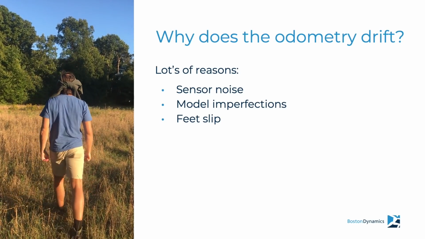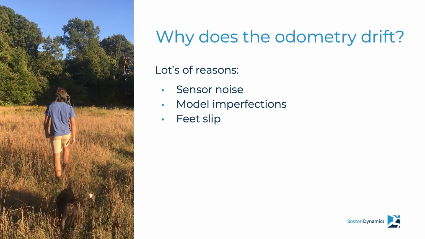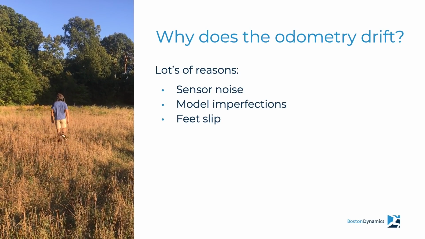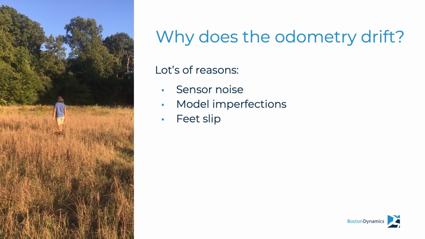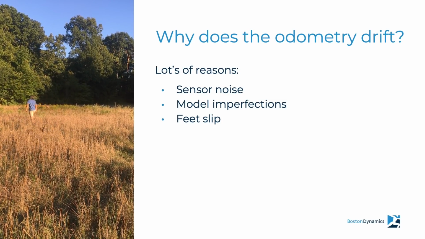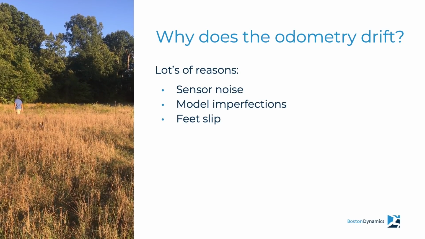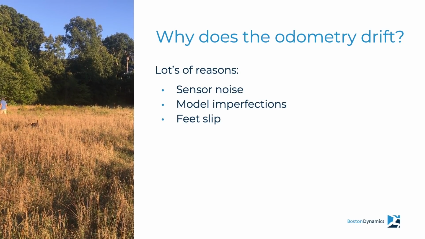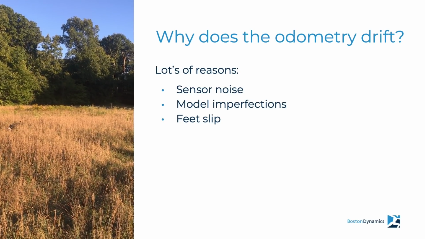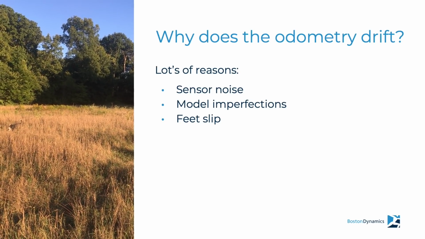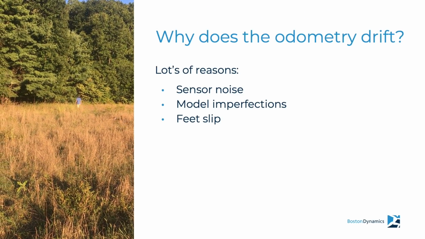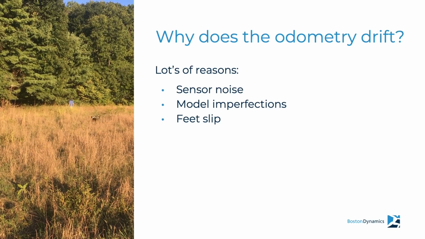Maybe there's some sensor noise, where you think you're walking straight, but you're not actually walking straight because one of your strides is a little bit longer than the other, and you can't really measure that. Maybe it's model imperfections, so maybe our model of our walking behavior is not as accurate as we want it to be. And maybe your feet slip, right? Maybe the robot is on gravel or sand or some other slippery surface. And in those cases, it's really hard to know how the robot is moving through the world because of all the noise associated with slipping.